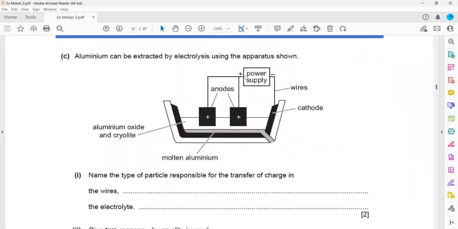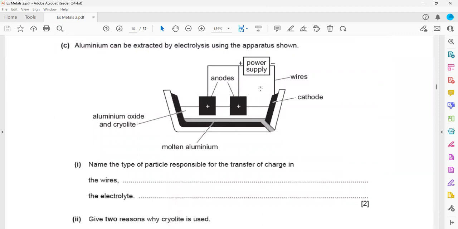So aluminum can be extracted by electrolysis using this apparatus. As you can see, we use this apparatus to extract or separate the aluminum. Name the type of particle responsible for transfer of charge in the wire. Which particles are moving in the wire? Which particles always move in the wire? Electron, proton, neutron? Electron.